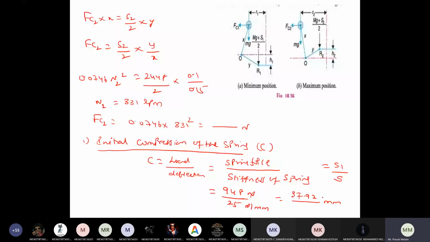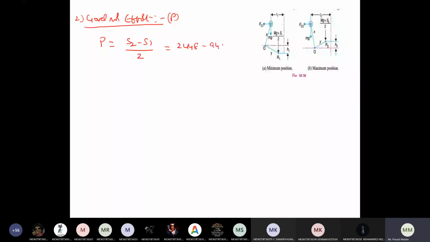Second, we are supposed to find out the governor effort. This one we need to find governor effort. This is denoted with the letter P. Let P is the governor effort, which is given by the equation S2 minus S1 by 2. What is S2 value we got? 2448, and S1 is 948 by 2. Can anyone answer this? Which comes as 750 newtons.